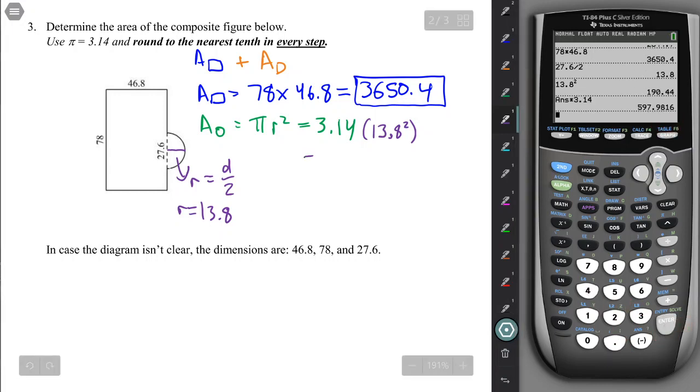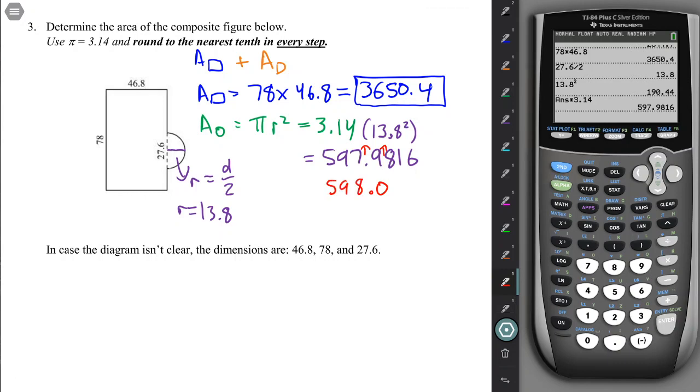And we need to round this to the nearest tenth. Now this is a tricky rounding question. So this is 597.9816. Okay, so 0.98. The 8 means we need to round the 9 up. But rounding the 9 up means it's a 0, which means we need to round the previous digit up to an 8, which means this is 598.0 for the area of our circle.